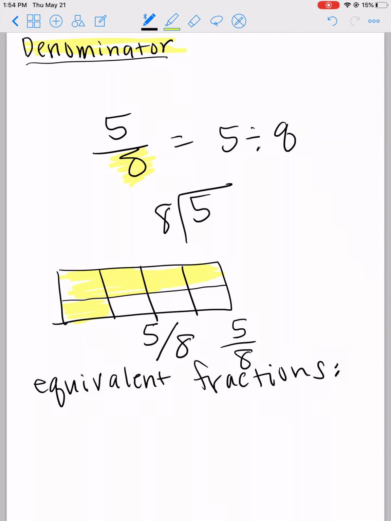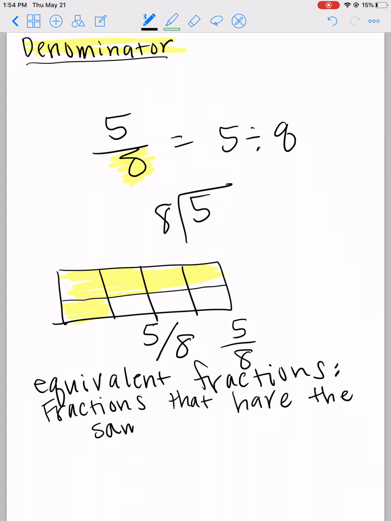And equivalent fractions are fractions that have the same value. And this goes back, guys, to if that pizza is cut more times, you get smaller pieces, but you still get the same amount. If it's cut less, you still get the same amount of pizza, just bigger slices.